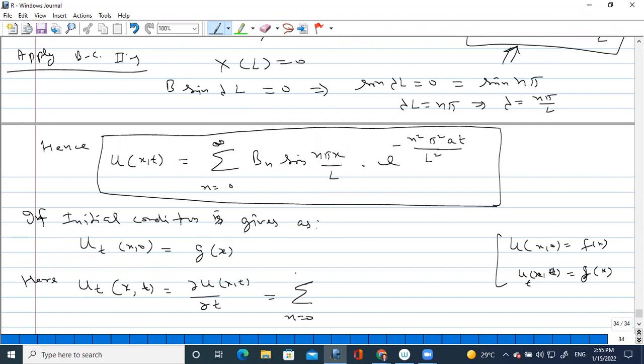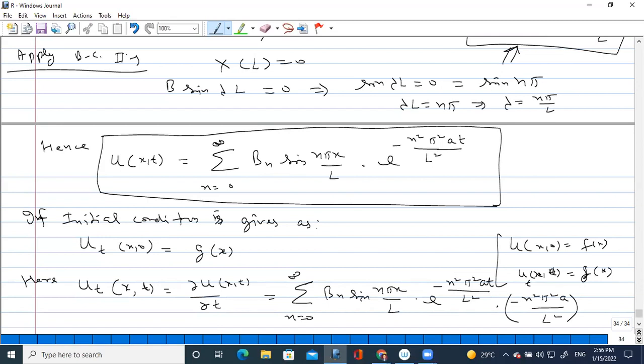Summation n equal to 0 to infinity b_n sin(n pi x by L), it will be same. Now differentiate this, it will become e to the power minus n square pi square a t divided by L square, into minus of n square pi square a by L square. This will be the differentiation.